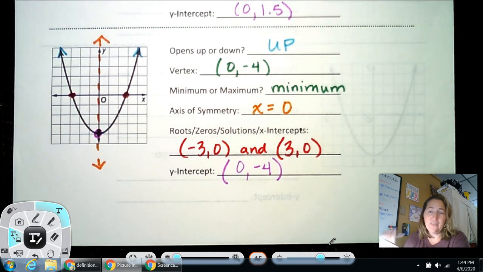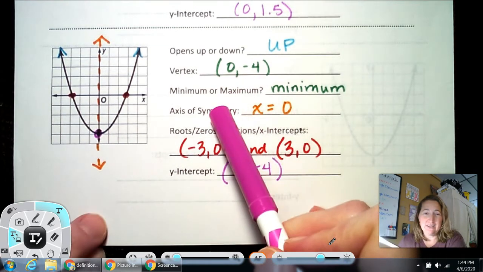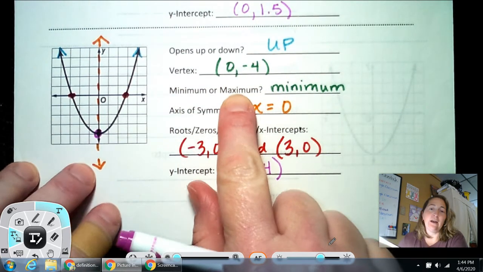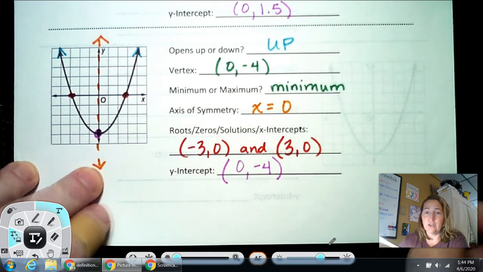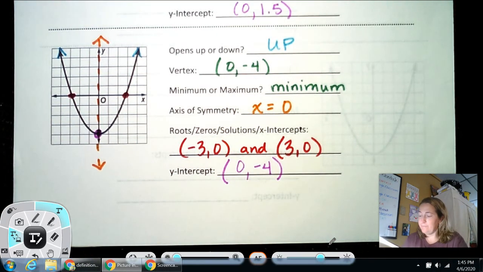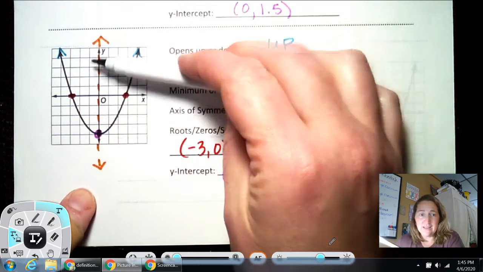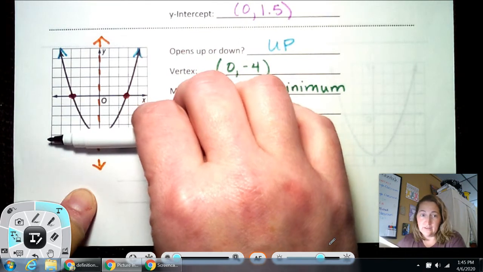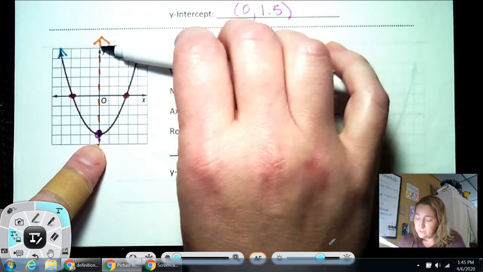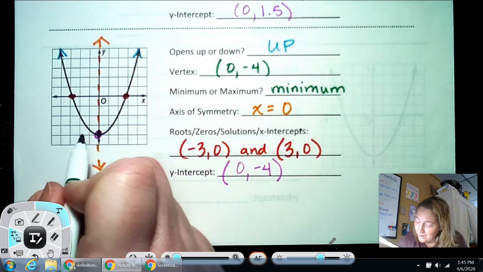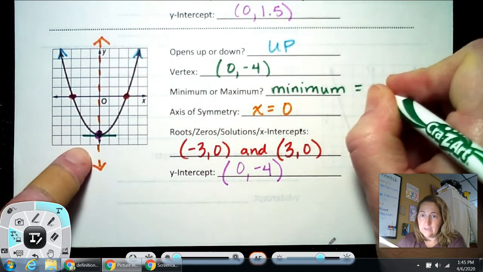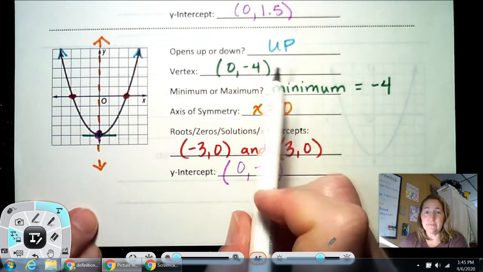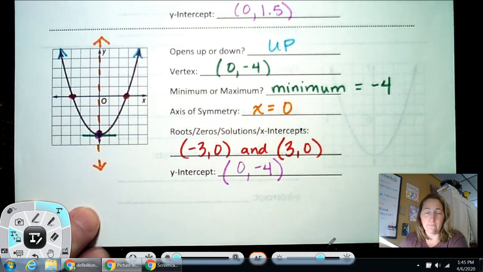Now, one thing I forgot to talk about that you might see on the practice quizzes is, when we're looking at a minimum value or a maximum value, I want you to actually give me a numerical value that goes with that. So the minimum in this case is how low the graph goes. So what we're looking for is the y coordinate of that vertex. The lowest this graph goes is right here at -4. So our minimum for this graph is equal to -4, and you're going to notice that happens to be the same as the y value of the vertex.